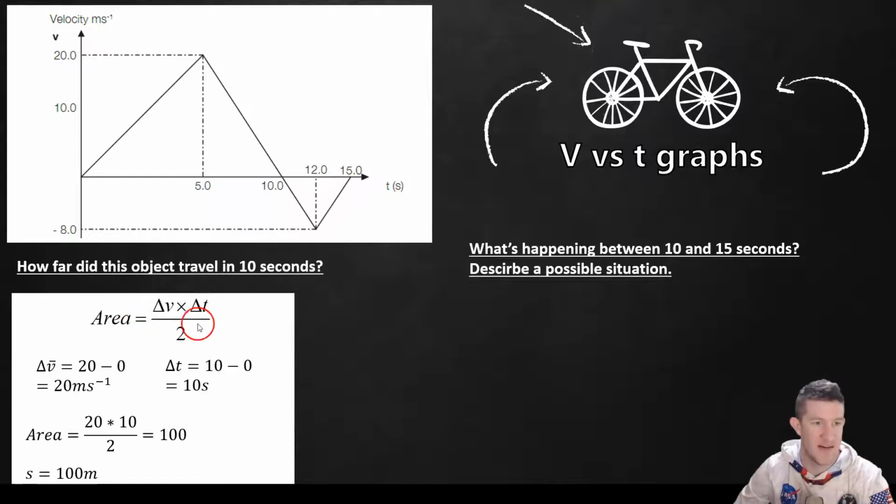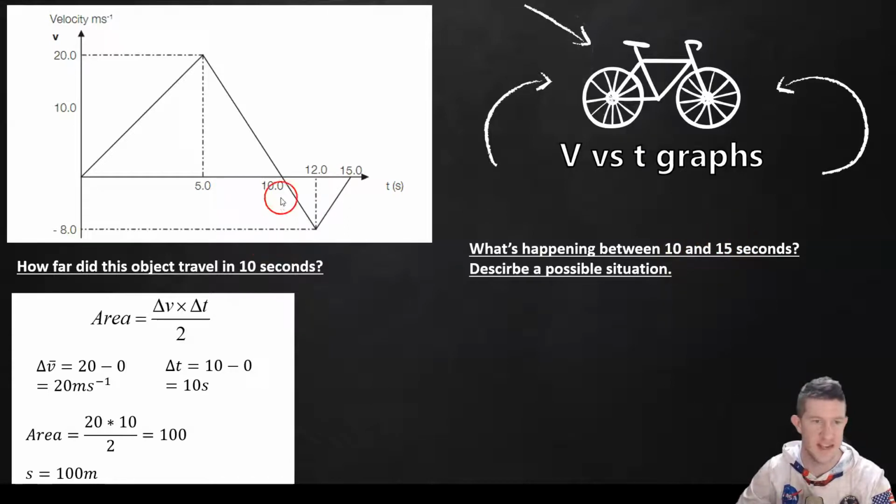So if we calculate the area under the curve, like I said before, we get this change in velocity times the change in time, and we get 100 meters as a total. Because we're just talking about the first 10 seconds up to this point, we've just done our half base times height, 20 times 10, we get 100 meters in the first interval.